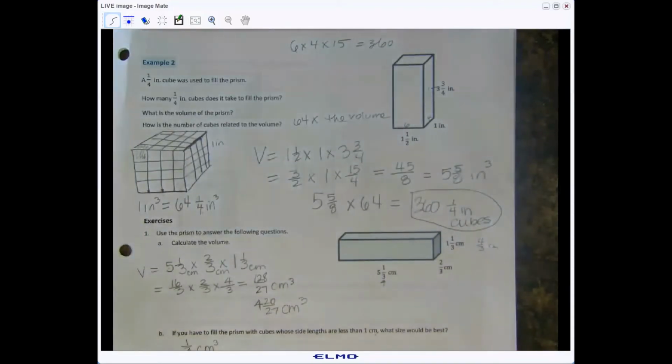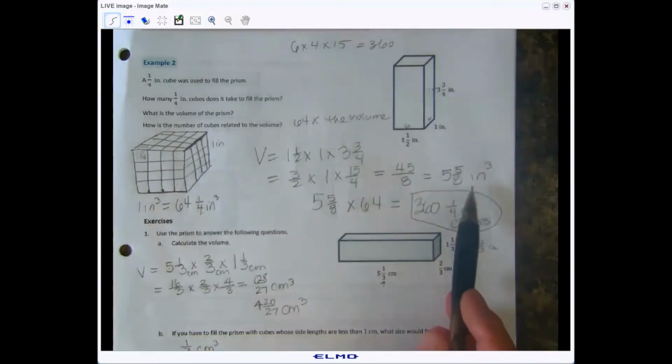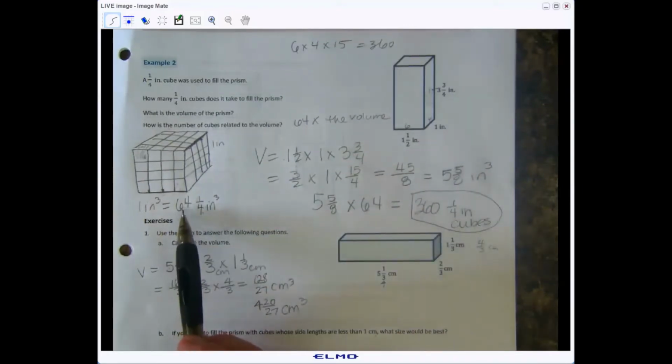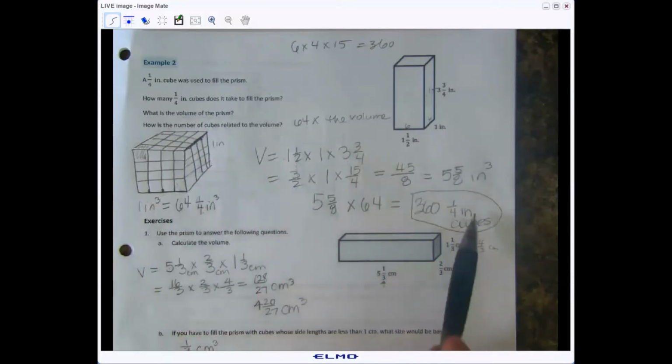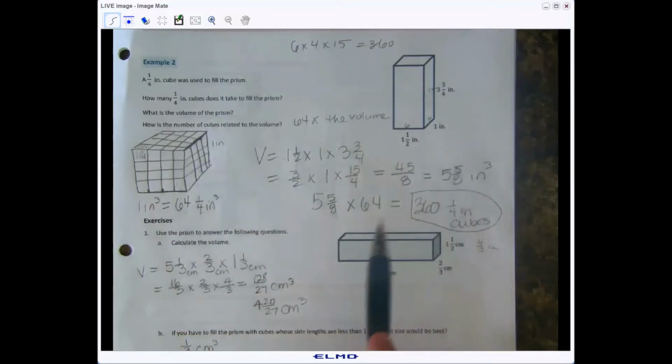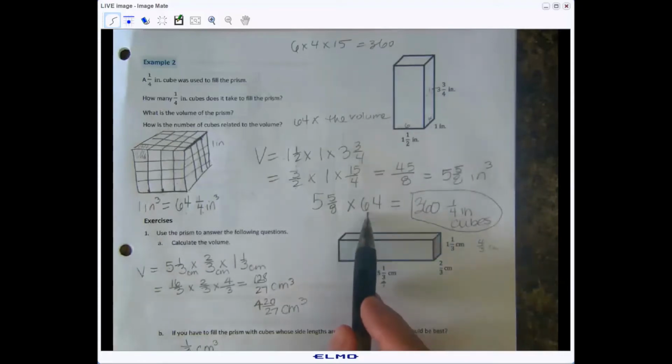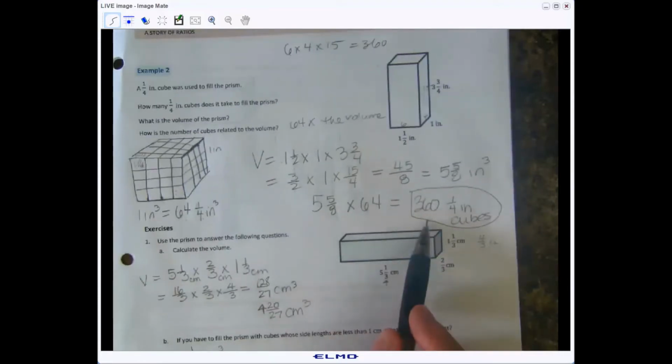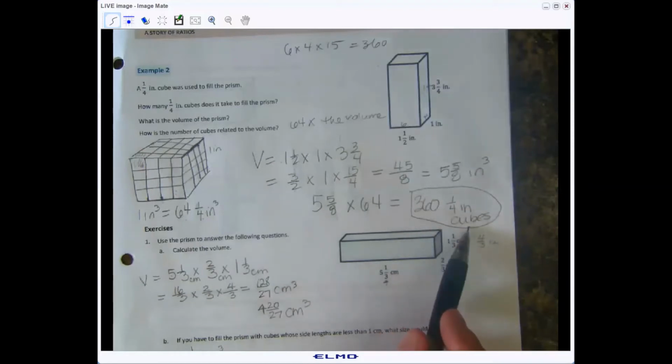Now, of course, that is in cubic inches. We now need to apply what we found out here and realize that for every 1 cubic inch, there are actually 64 1/4 inch cubes. So you multiply by 64 and you get 360 1/4 inch cubes.